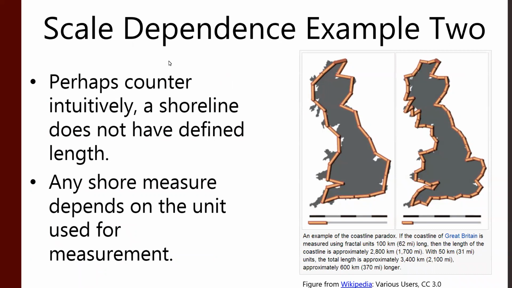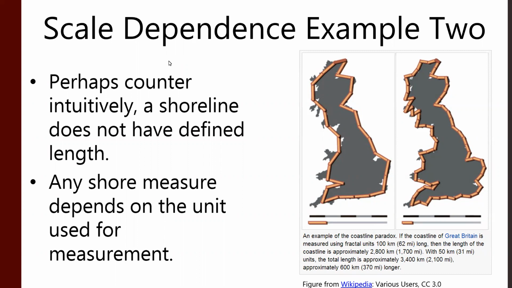Another example here. This is something called the coastline paradox. No shoreline has a defined length because the length of the shoreline depends on the unit that you're using for measurement. So there's the island of Great Britain. If you measure it using fractal units of 100 kilometers, then the coastline length is 2,800 kilometers. See some rough estimates there, cutting some corners and whatnot. But when your unit's only 100 kilometers, you got to make some cuts somewhere.